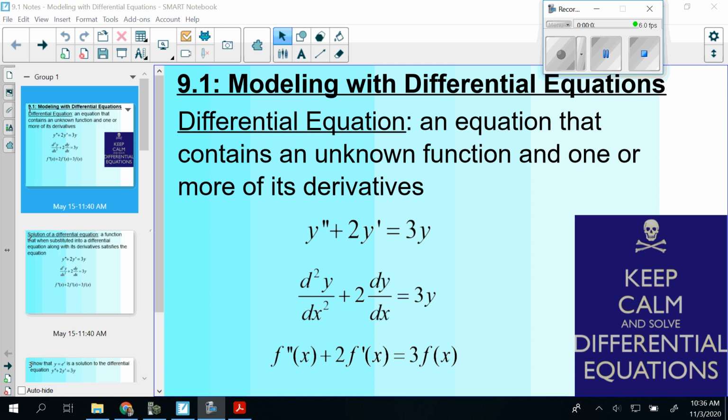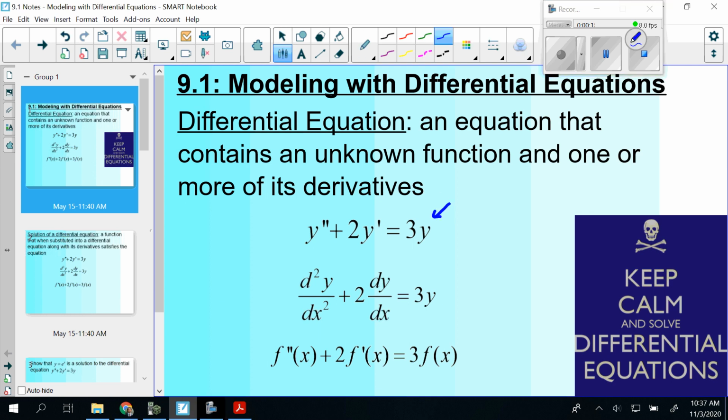Let's look at differential equations today. A differential equation is an equation that contains an unknown function and one or more of its derivatives. So you can see that in a couple of these examples here. This is a function, but we also see its derivatives as part of the equation too.